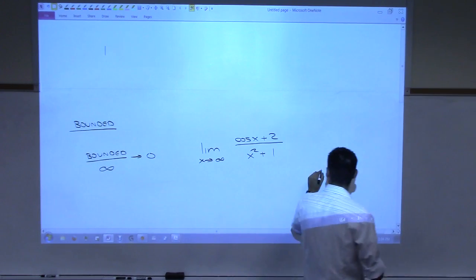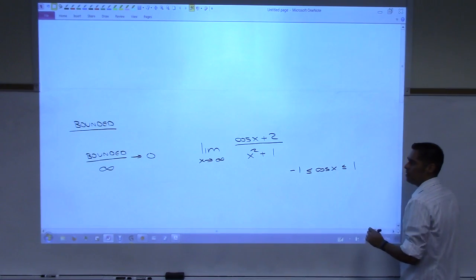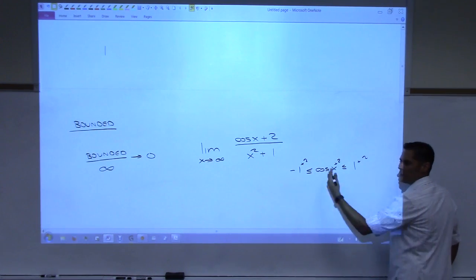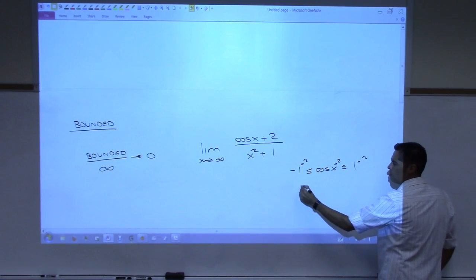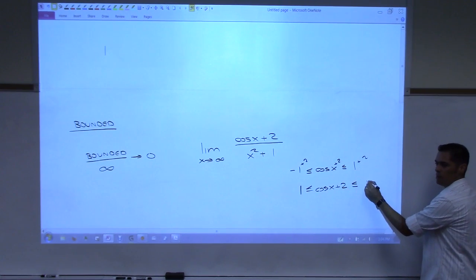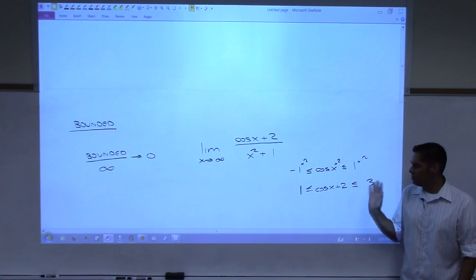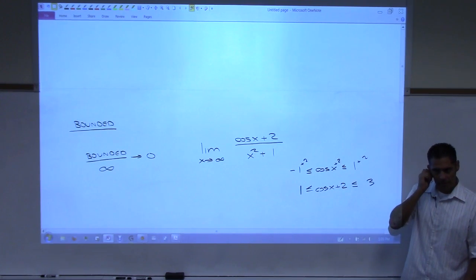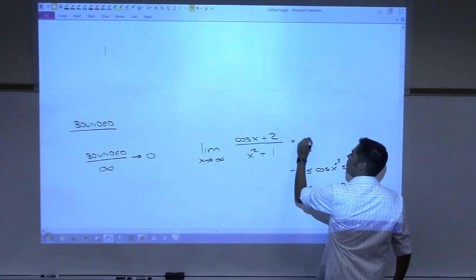You could, if you want, write out the inequality like this. We know cosine x is between -1 and 1. We have cosine x plus 2, so if we add 2 here, add 2 here, add 2 here, then you would get a new inequality that would read what? -1 plus 2, 1 less than or equal to cosine x plus 2 less than or equal to 3. And so this numerator is bounded, isn't it? And there's no work that needs to be done. As soon as we see that it's bounded, we write down the answer, 0.